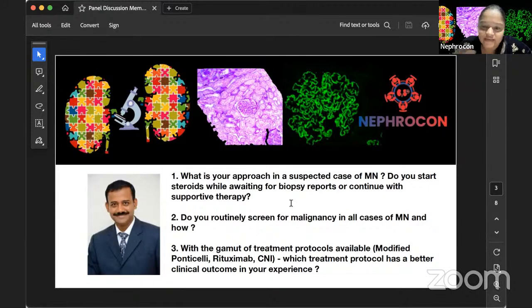Diagnosing the disease and the treatment do cost a lot. So, do you routinely screen for malignancy in all cases? Because there's a wide range of tests that we need to prescribe.